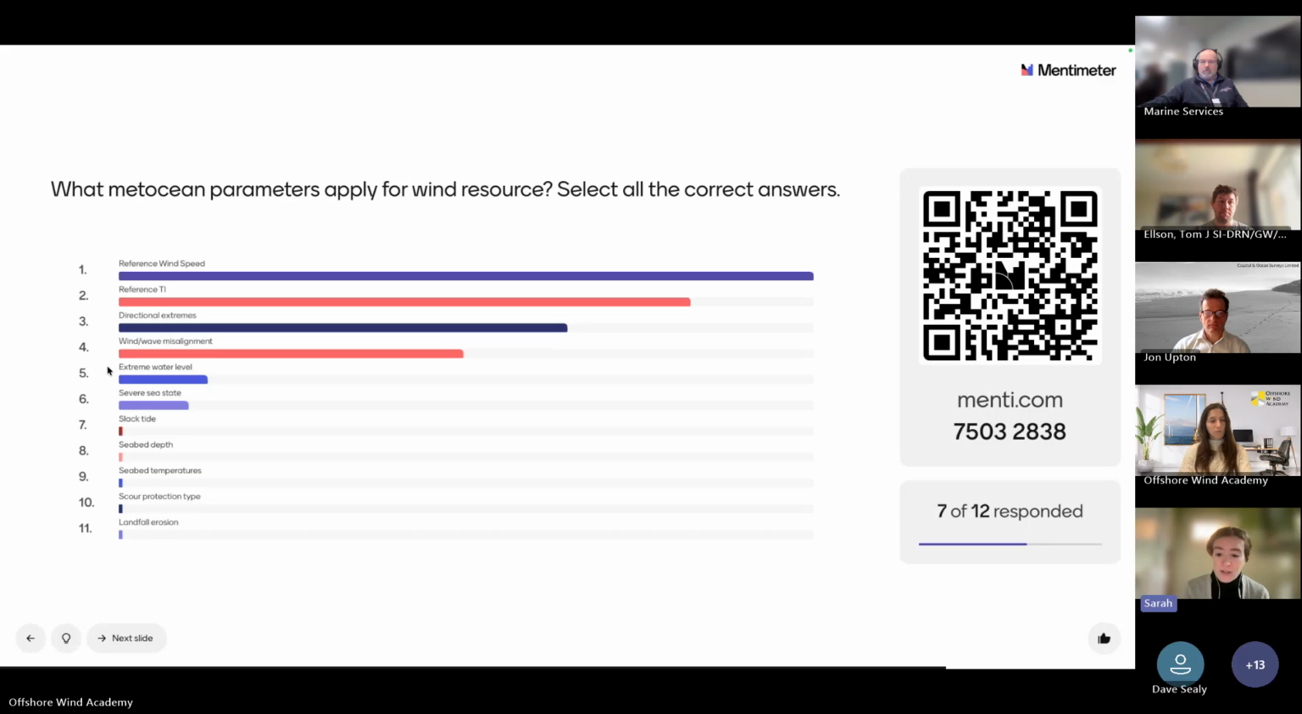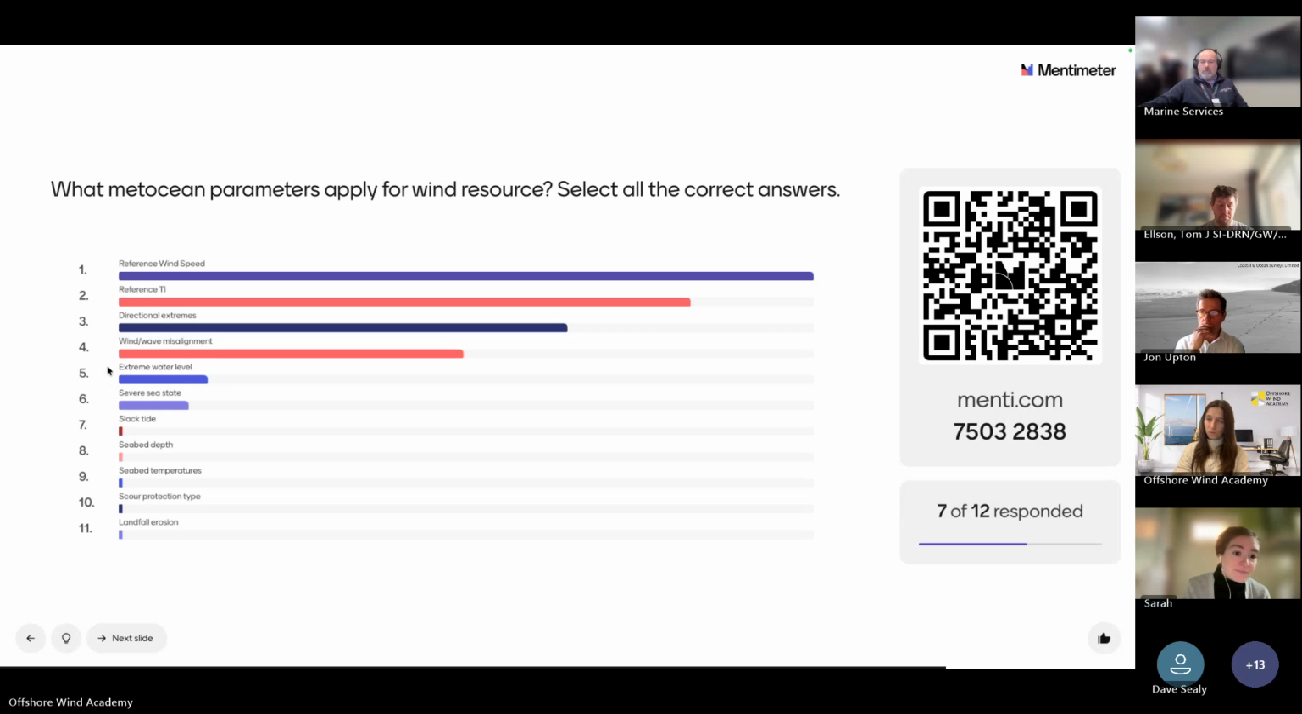Wind wave misalignment, of course, is very important for your wind resource analyst. It's not directly taken into the wind resource assessment, but of course, you have to understand maybe above a certain angle of misalignment, your turbine isn't functioning, and that influences your generation, that influences your availability, and your overall net capacity.